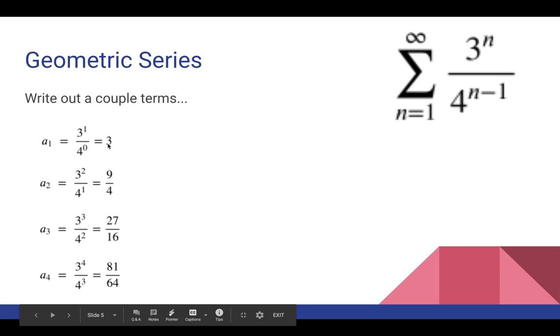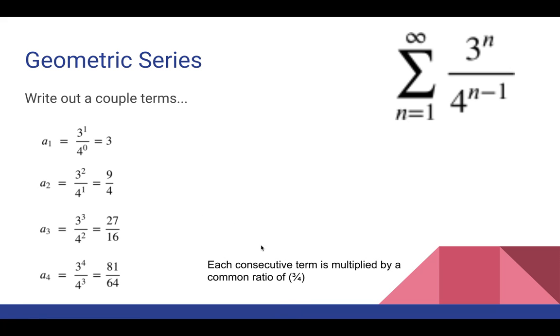And as you can see, each of these is multiplied by a common ratio of 3 over 4. 3 times 3 over 4 is 9 over 4. 9 over 4 times 3 over 4 is 27 over 16, and so on. So this is a geometric series, and we have found that the common ratio is 3 over 4, since each consecutive term is multiplied by 3 over 4.